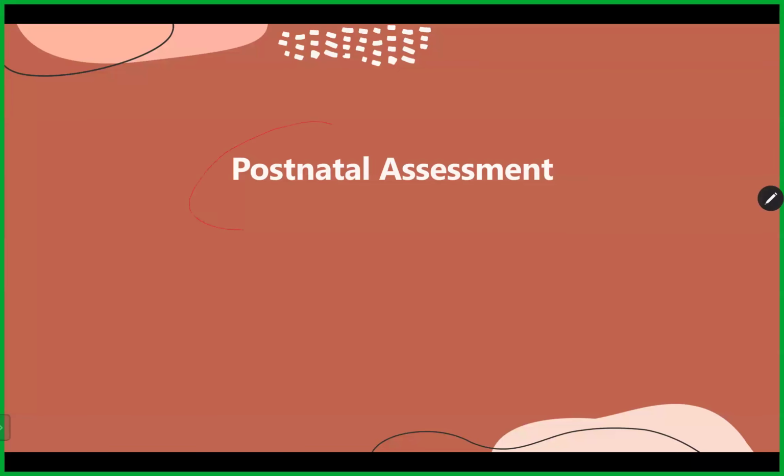So postnatal assessment. We saw antenatal assessment. Now let's see postnatal assessment.